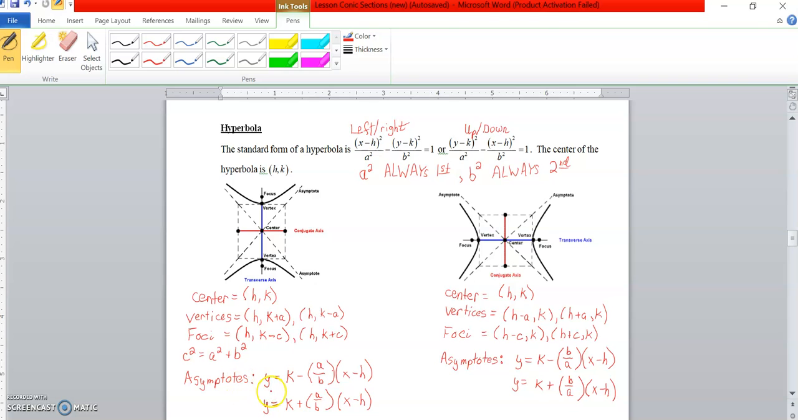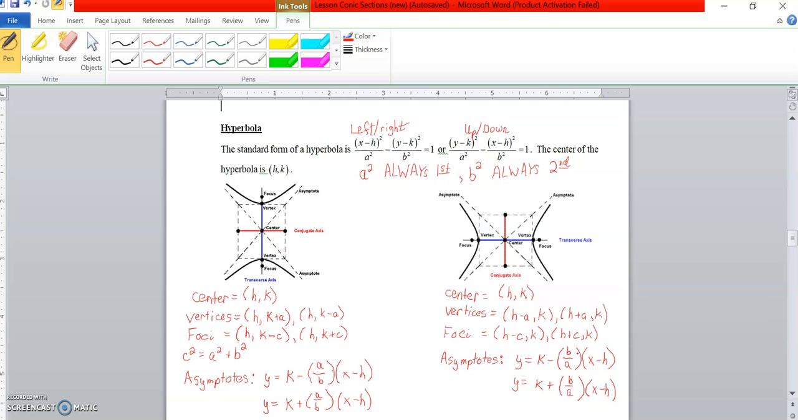For graphs that open up and down, it is k minus or k plus the coefficient a over b, and then times x minus h. If your hyperbola opens sideways, very similar, except the only difference for the asymptotes is that your k minus and k plus take on a coefficient of b over a. So you take the reciprocals there. So those are your main characteristics.